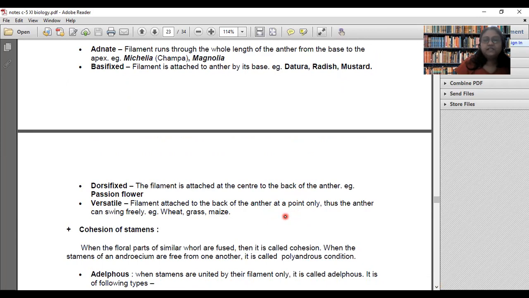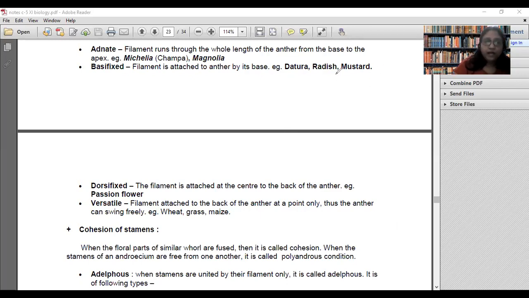If filament is attached to the back of anther at a single point, and in a way that anther can swing freely, it can be like a seesaw. It is attached like this, so it can go up and down. This part can go up and down. Such type of anther is known as versatile anther. Okay, so cohesion of stamen.